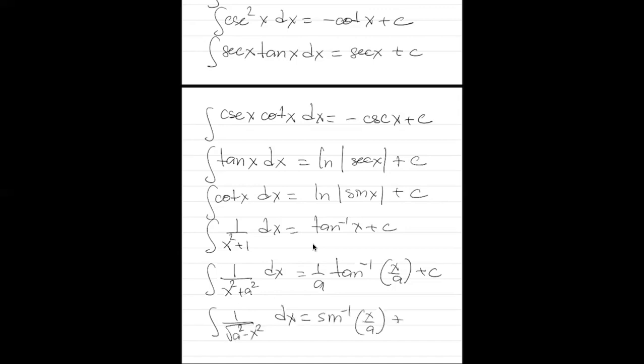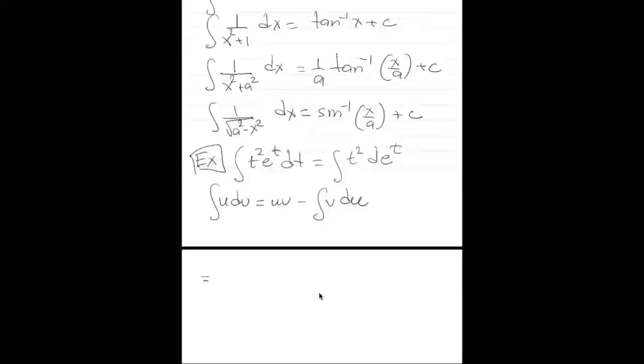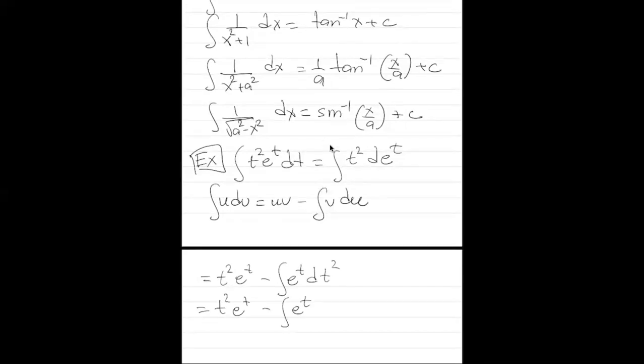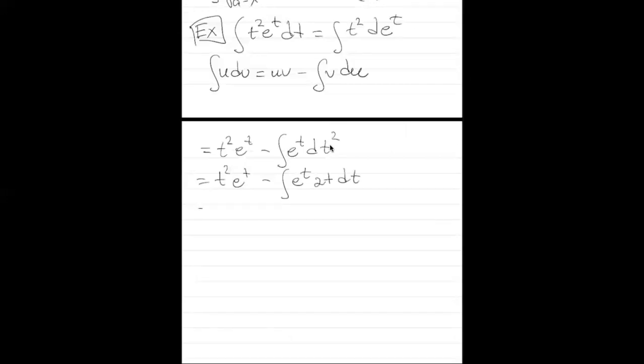I should probably write the formula here. So the integral of u dv is equal to uv minus the integral of v du. So we switch the u and v to help us with the integration. So here I'm going to multiply u and v. So in this case, it's going to be t squared e to the t minus, now I'm switching them, the integral of e to the t d t squared. Okay, so now I simplify this because I know the derivative of t squared is 2t dt. And now I can pull the 2 on the front and I have the integral of e to the t times t dt.